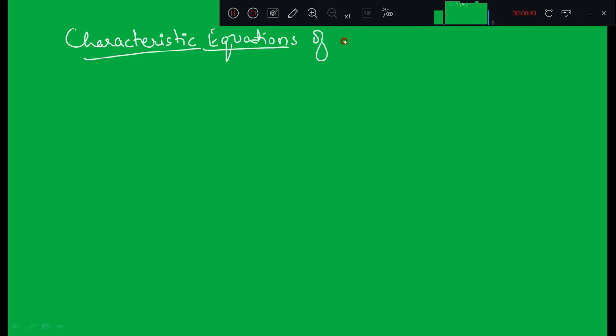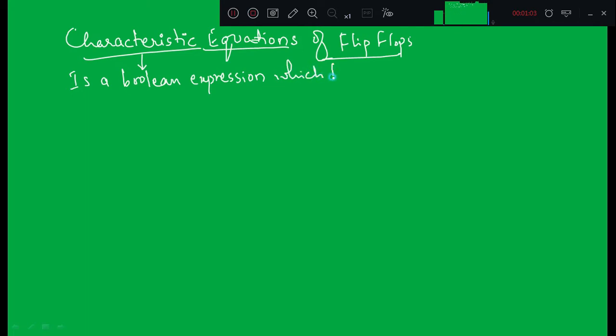Characteristic equations of flip-flops. First, what is a characteristic equation? This equation is a Boolean expression which tells what the next state of the flip-flop is. It will tell what the next state of the flip-flop is.